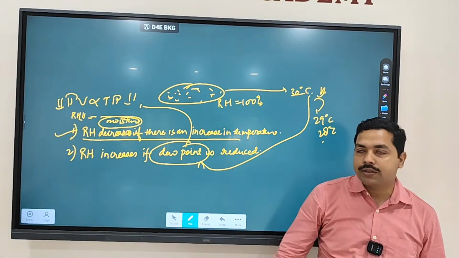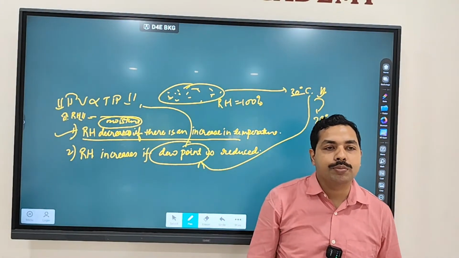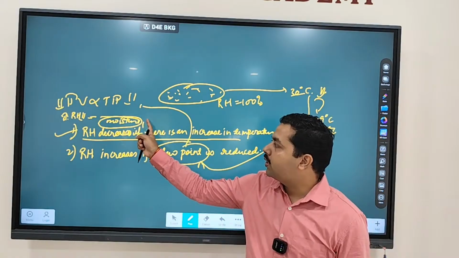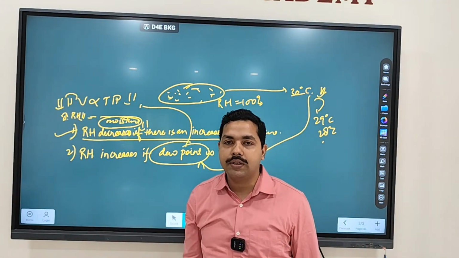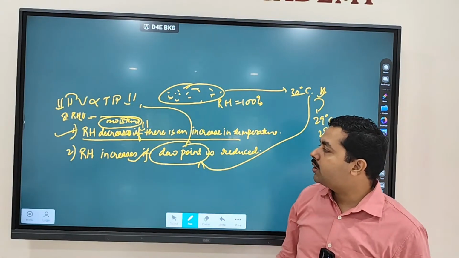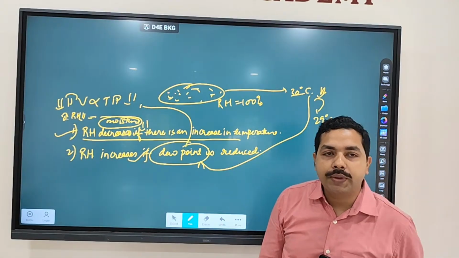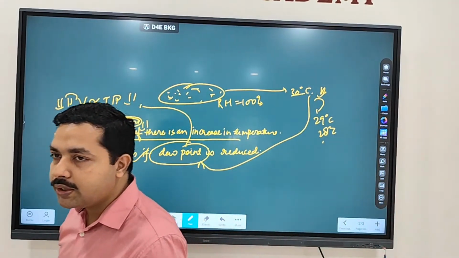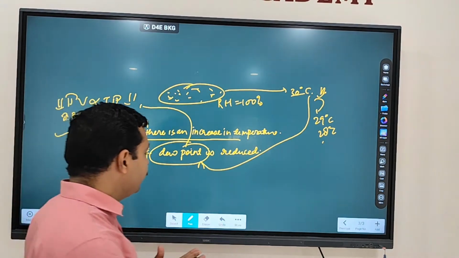Clear? Any doubt regarding this one? So what will happen to relative humidity? It is going to increase, because it is an inverse relation: when moisture holding capacity is decreasing, relative humidity will increase. So that's why relative humidity increases when dew point is reduced. Clear? Fine. Any doubt regarding this particular part? This is an important aspect you have to keep in mind with regard to the concepts of relative and absolute humidity.